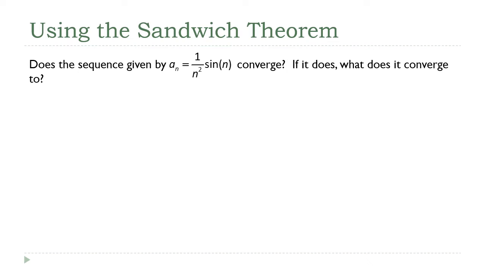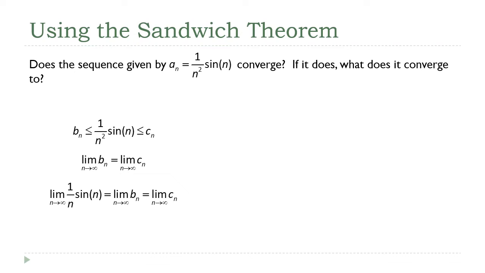So I have a sequence here, and we want to talk about first whether or not it converges, and second, if it converges, what does it converge to? Now, to do this, I'm going to use the sandwich theorem or the squeeze theorem. And what that says is if I can find two sequences that bracket the sequence that I'm interested in, and if both of those two bracketing sequences converge to the same number, then my sequence is going to converge to that number also.